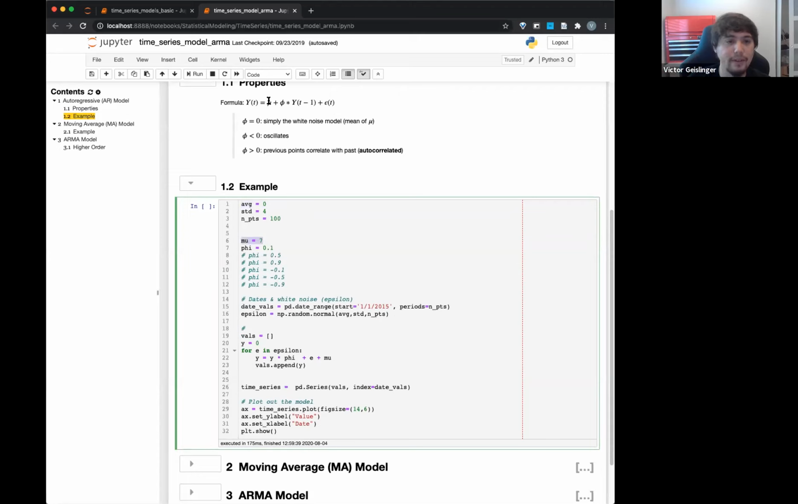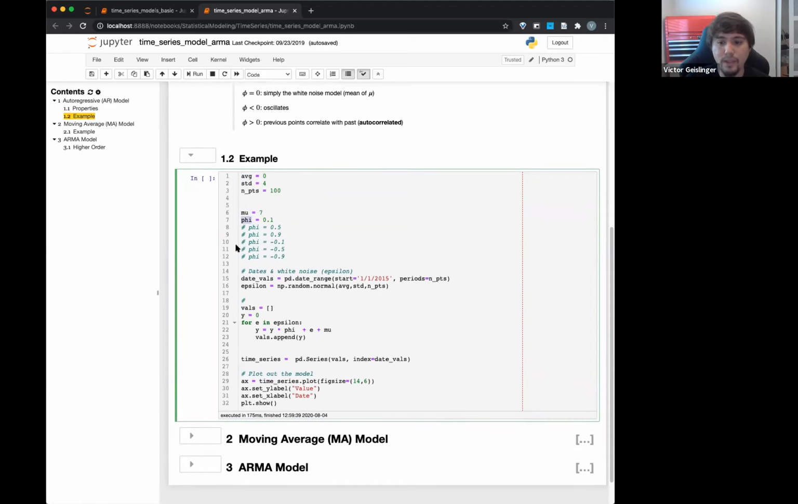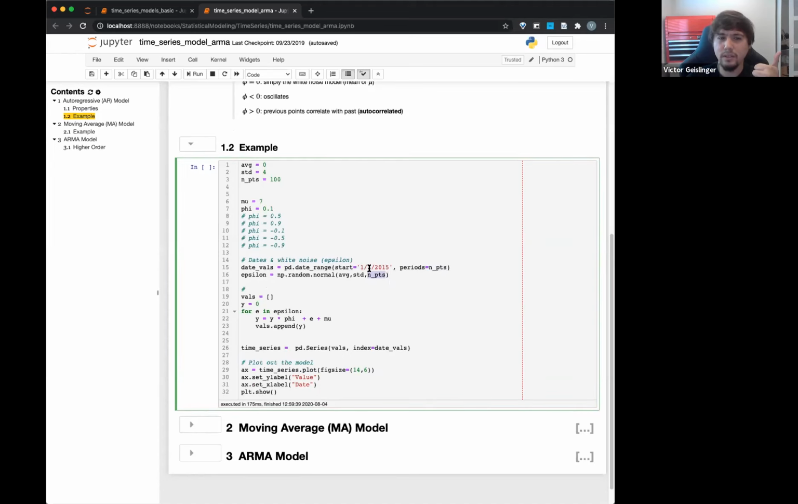Mu is going to be our average. I did put a mu here of 7, so that's kind of like your drift, right? And then phi is going to be 0.1. Okay, so we got these points defined. Now we're going to create our time series. We saw this before: we can create a date range starting from January 1st, 2015, completely arbitrary, going for 100 days. And then for epsilon, we're going to generate a whole bunch of data points with the average of 0, standard deviation of 4, 100 different ones. This will give us 100 different points that follow that Gaussian normal curve. Okay, everyone following me so far? Cool, just breaking down this code.